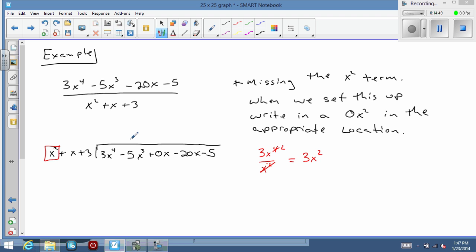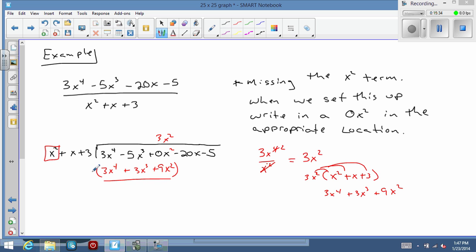And that 3x squared is going to go, oh, that should be a squared right there, right over here, above the 0x squared. And so we're going to take that 3x squared, we're going to multiply it by x squared plus x plus 3. When we distribute, we get 3x to the fourth plus 3x cubed plus 9x squared. We'll write that over here, 3x to the fourth, 3x cubed plus 9x squared.